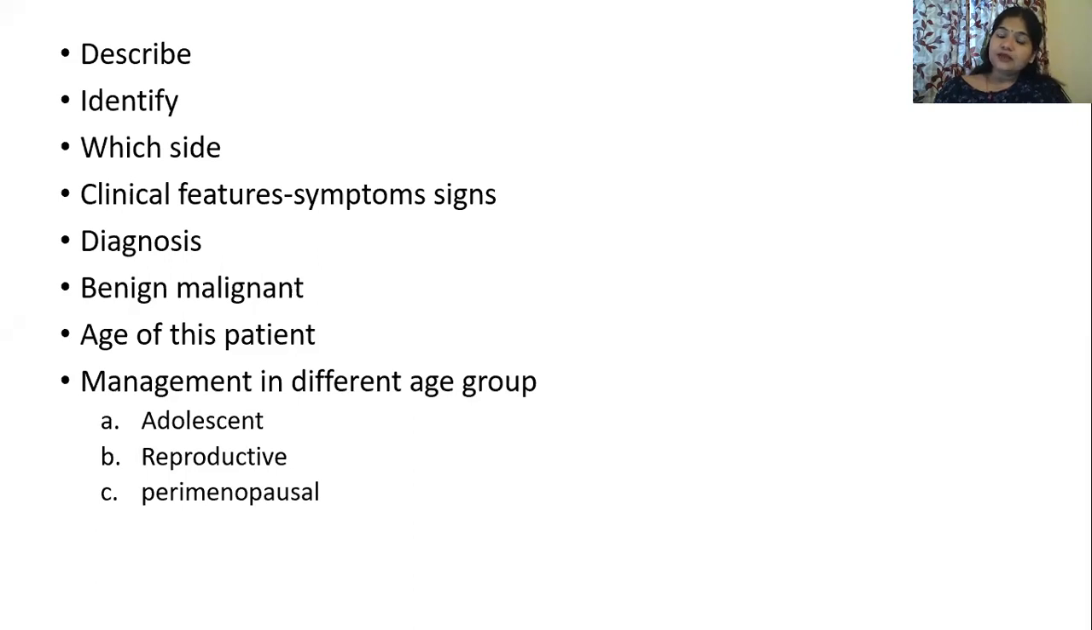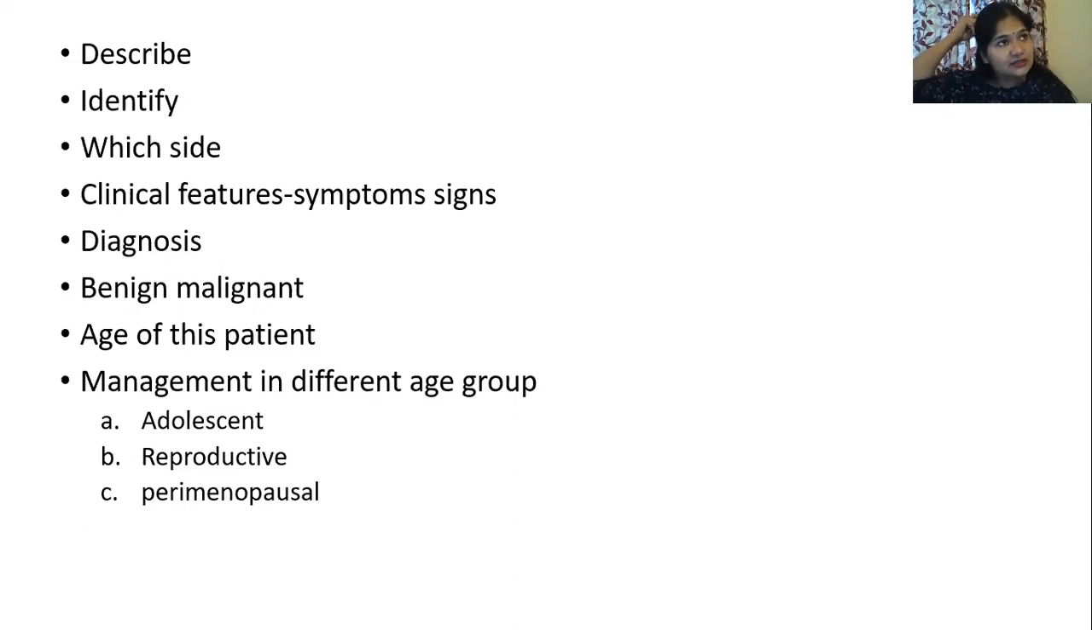Now, the examiner will ask you how will you manage this patient in different age groups. Or the examiner might ask you, just forget about this specimen. If that same ovarian cyst is there in an adolescent girl, what will you do? If that same cyst is there in a reproductive age group, what will you do? Right. Now, coming to adolescent girls, to understand that, you must understand why such benign cysts at times are also called a functional cyst, or a functioning cyst.